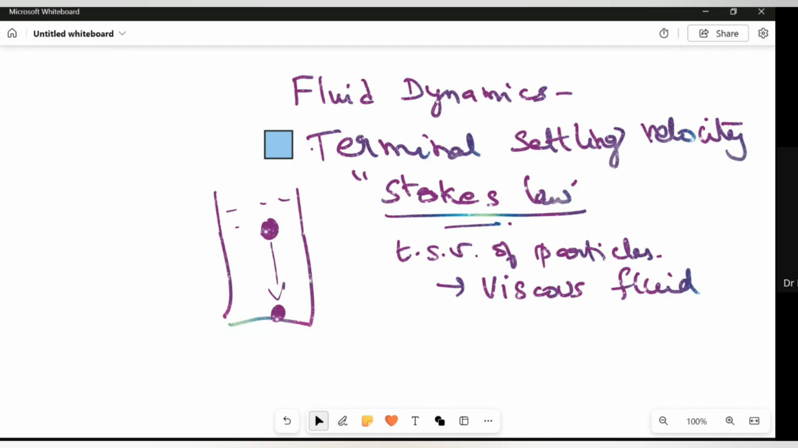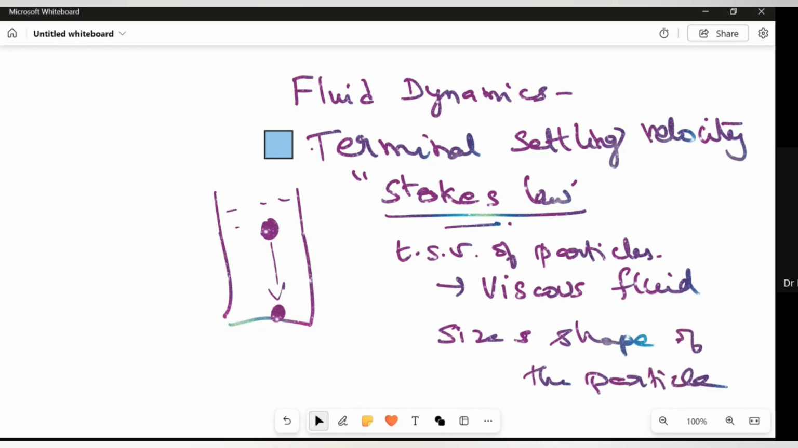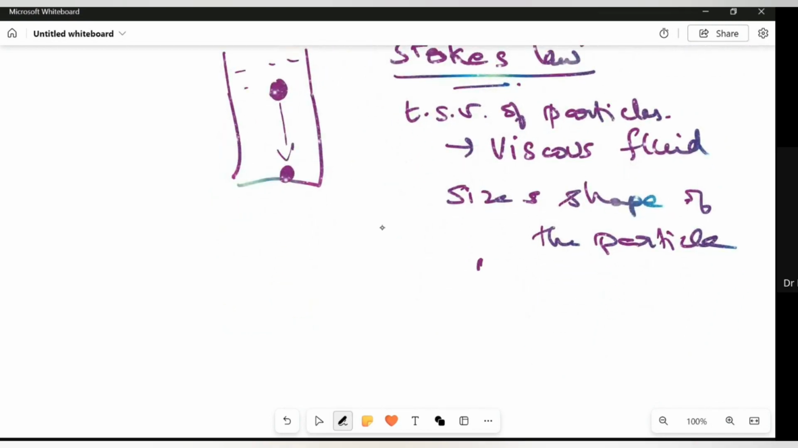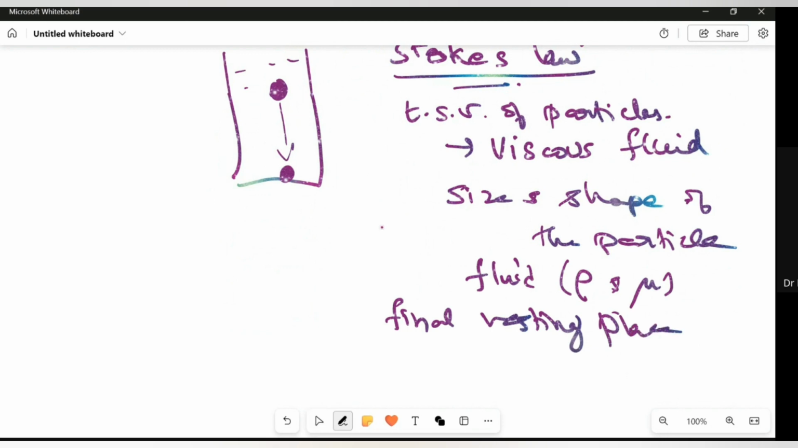In today's lecture, we will derive Stokes' law, breaking it down step by step. We will explore how the size and the shape of the particle and also the density and viscosity of the fluid all come together to determine the final resting place of these particles. So we are going to find out the final resting place of the particle.